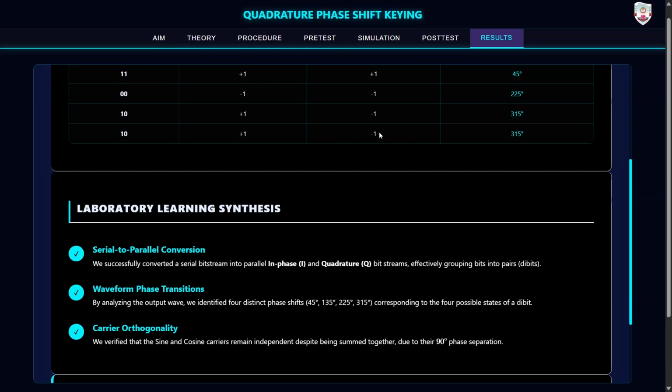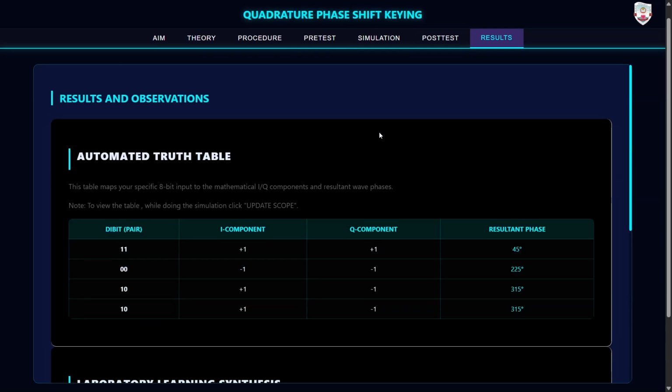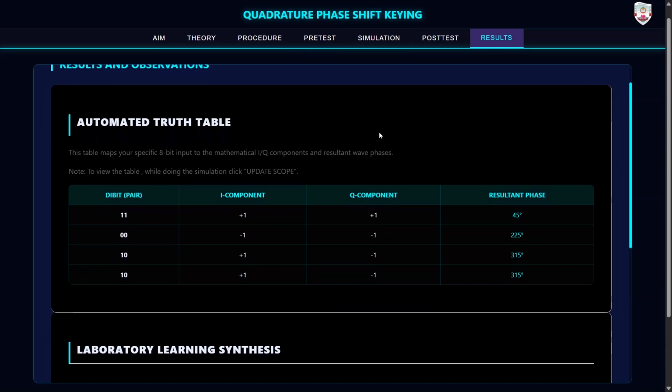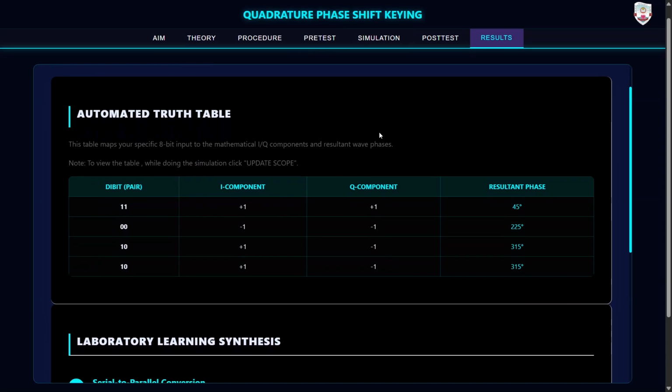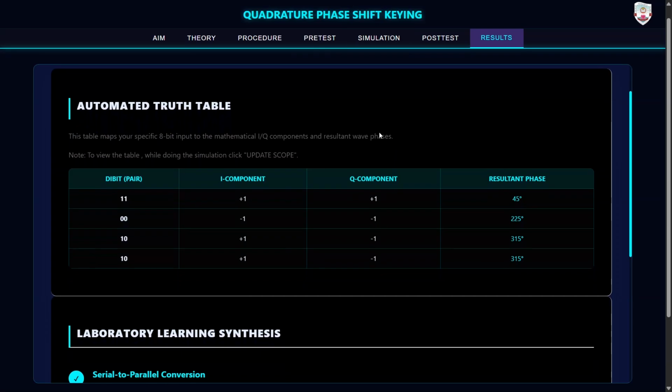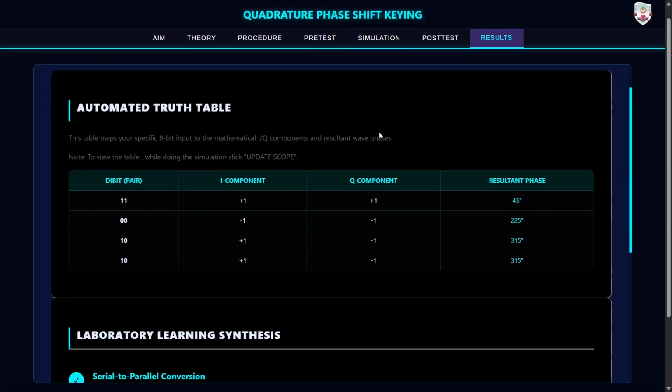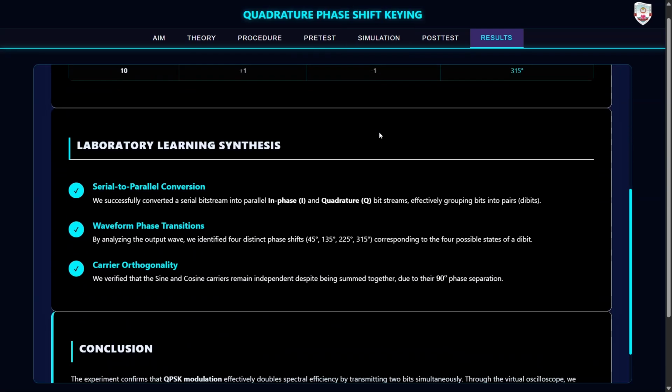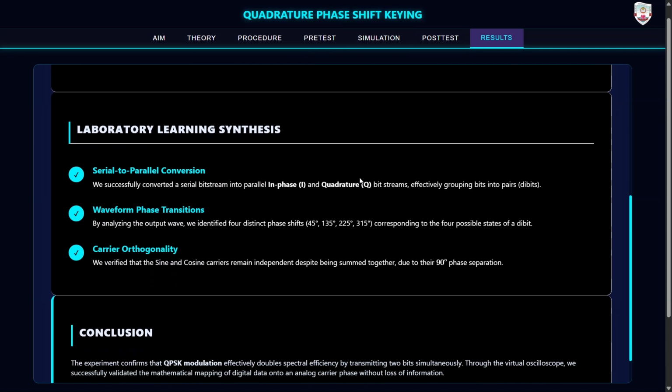The results section shows the relationship between the input bits, the I and Q components and the resulting carrier phase. This experiment demonstrates how QPSK transmits 2 bits per symbol by changing the phase of a carrier signal, making it an efficient technique used in many modern communication systems.